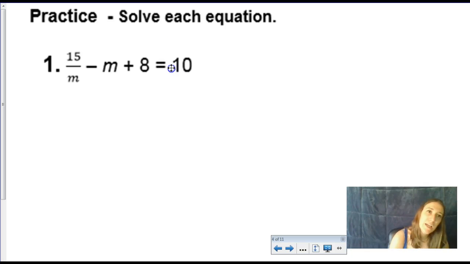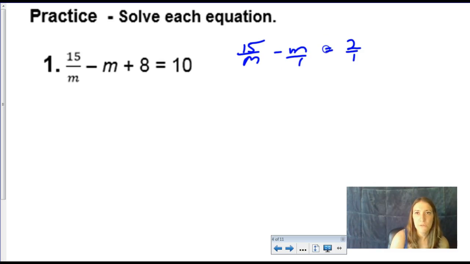So this one, I'd do a little manipulation before I did any LCM work. Let's subtract that 8 over and make it 2. So we have 15 over m minus m. You can say over 1 if you want. And then equals 2 over 1. So coming up with the least common multiple, this one is easy peasy lemon squeezy, it's just m. So you're multiplying an m to each term.